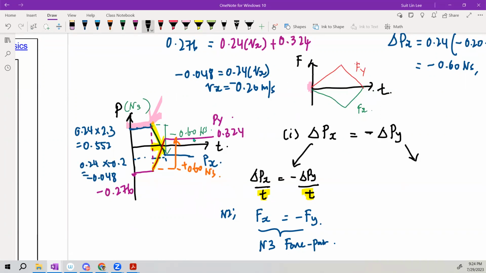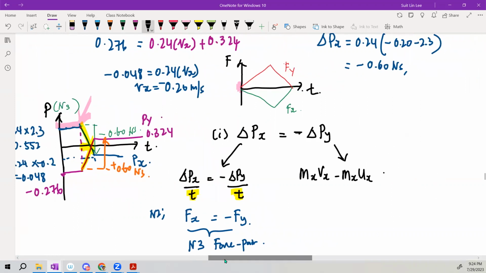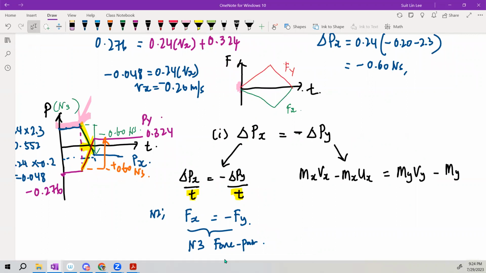Okay. And then here, if I want to find the change in momentum of x, I will take mx vx minus mx ux. And this is also equal to my vy minus my uy.